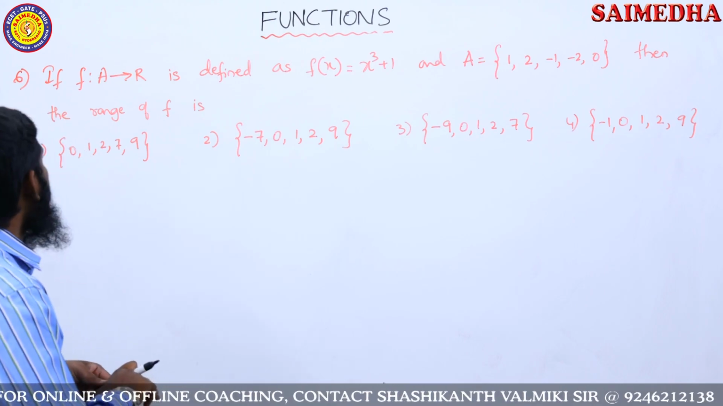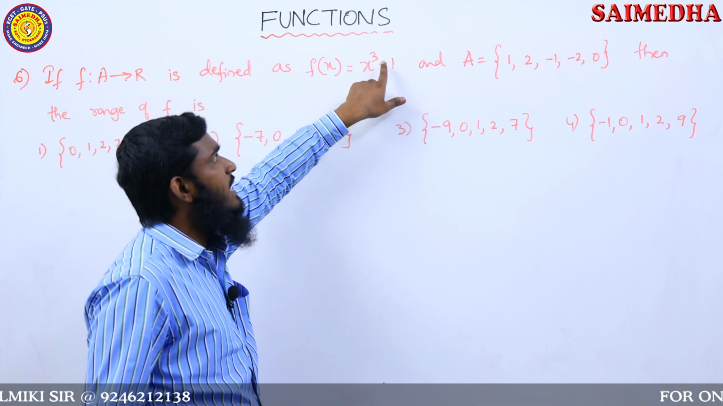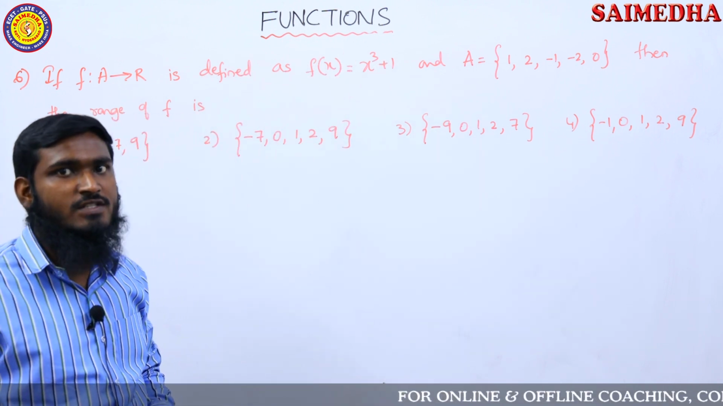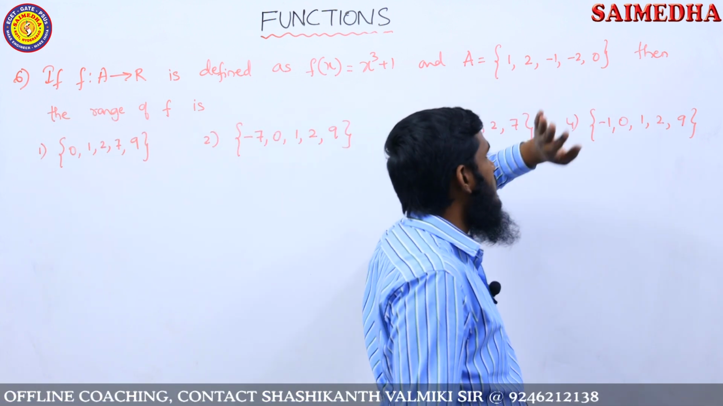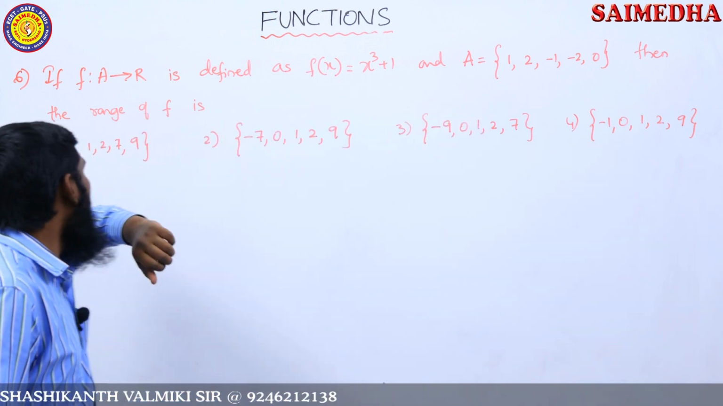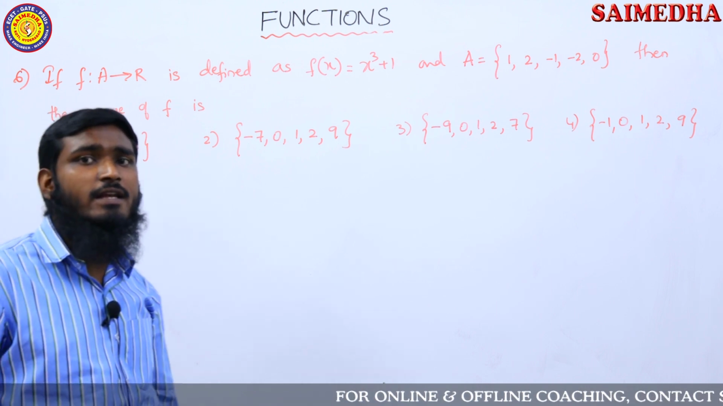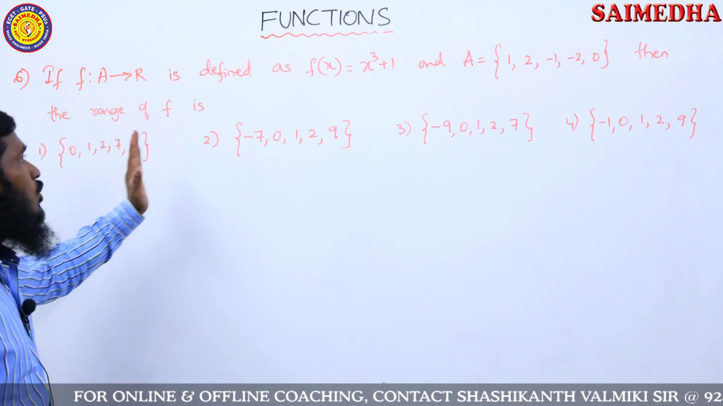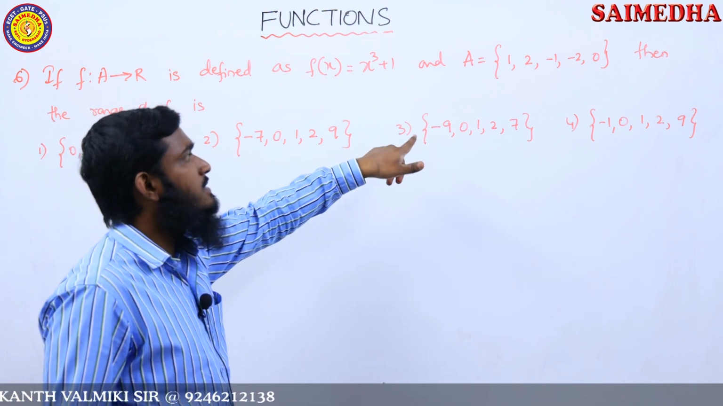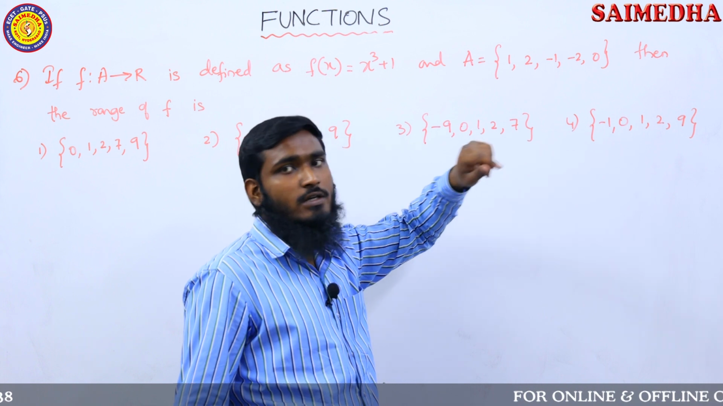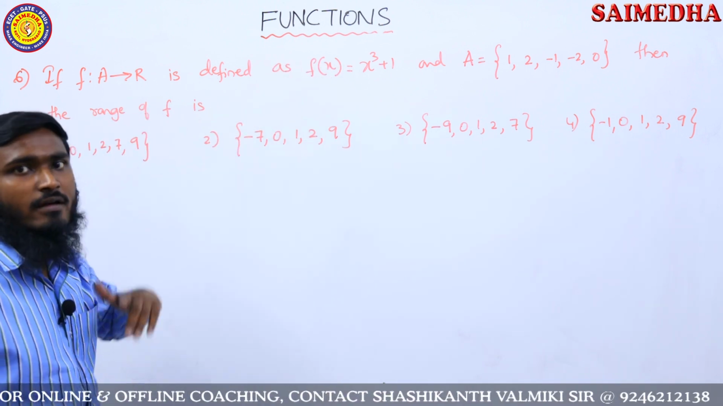Now our next question is, if f maps A to R is defined as f of x equals x cube plus 1, and A is equal to 1, 2, minus 1, minus 2, 0, then what we have to find? We have to find the range of the function. The options given are: 0, 1, 2, 7, 9; minus 7, 0, 1, 2, 9; minus 9, 0, 1, 2, 7; minus 1, 0, 1, 2, 9. So by taking those A values, we have to find the range.